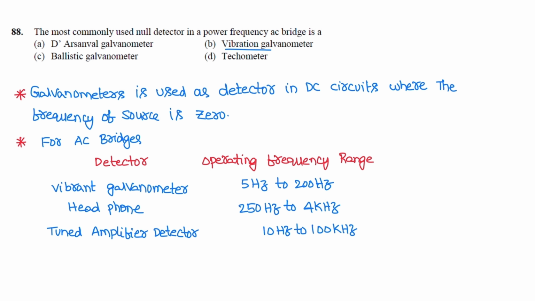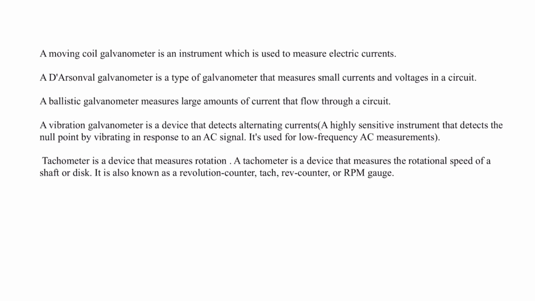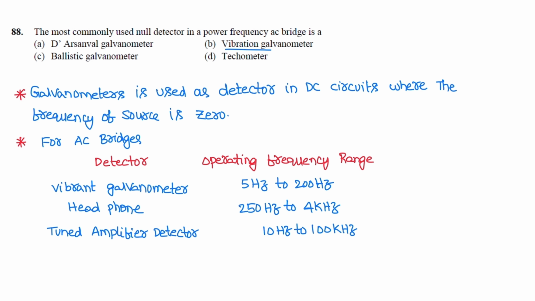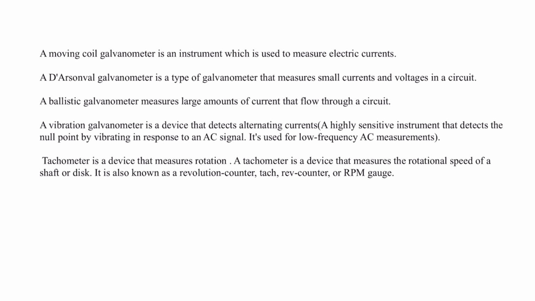This moving coil galvanometer is an instrument, option A, D'Arsonval galvanometer. So this moving coil galvanometer is an instrument which is used to measure electric currents. A D'Arsonval galvanometer is a type of galvanometer that measures small currents and voltages in the circuit. A ballistic galvanometer measures large amounts of current that are flowing in a circuit. And a vibration galvanometer is a device that detects alternating currents.